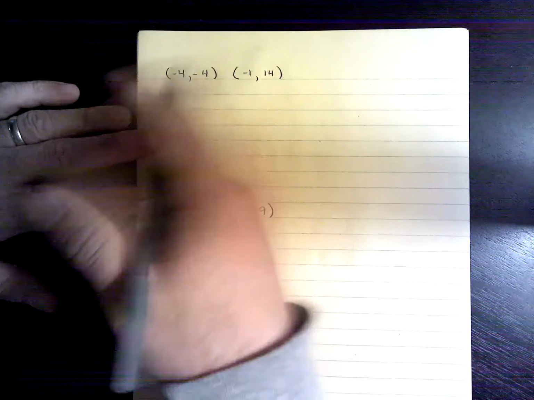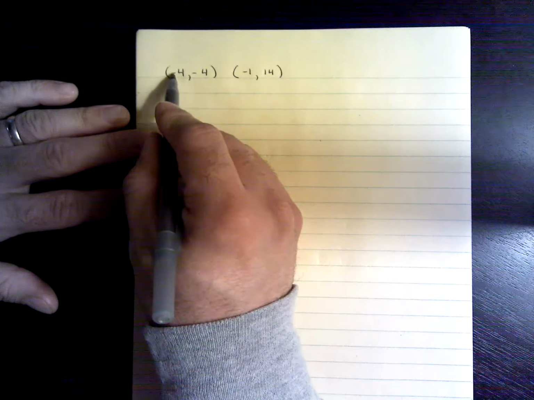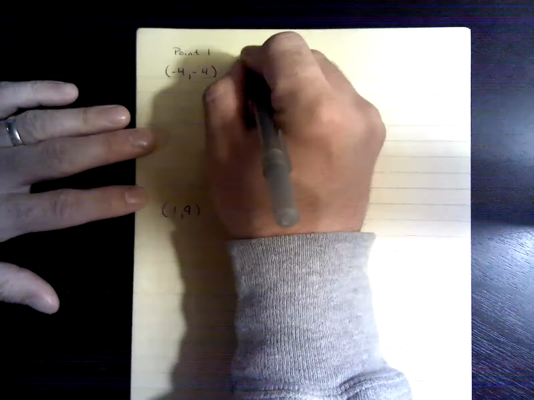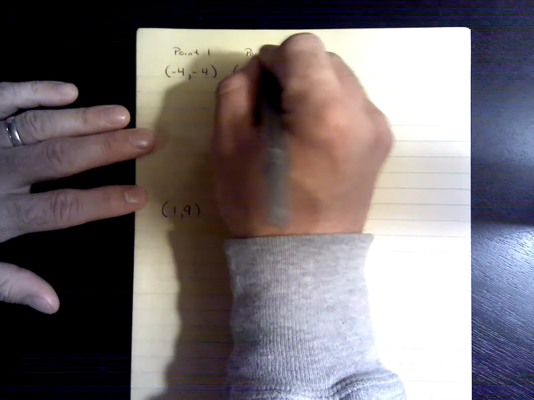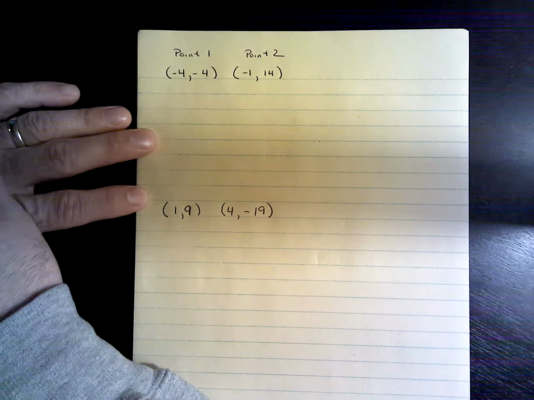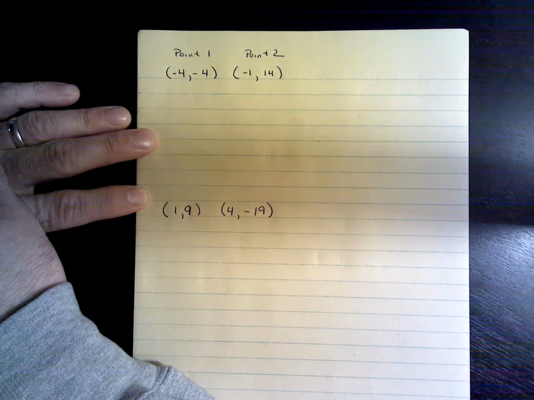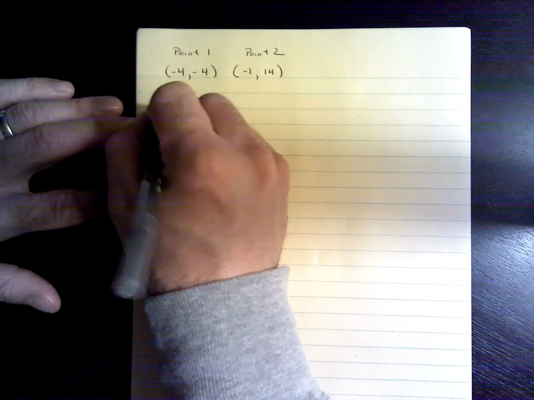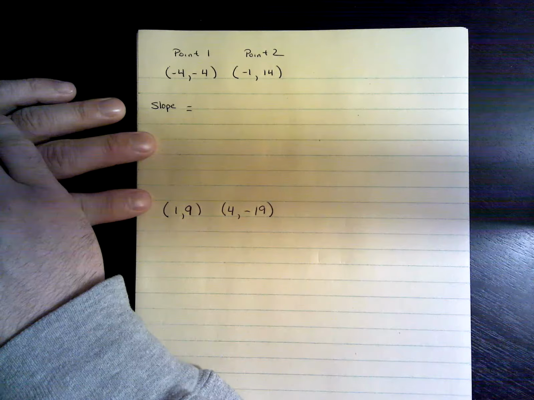No matter what, you have 2 points. I typically like to have the one that is furthest to the left, and we're going to call that point 1. And the other one is point 2. The reason I label those point 1 and point 2 is because our slope formula calls for x1 and y1 values.